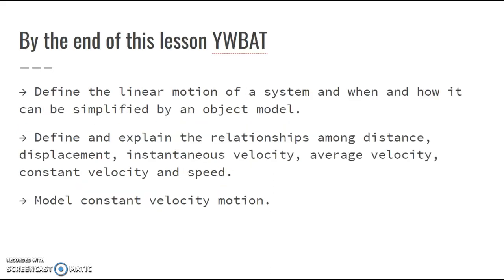So what you should be able to do by the end of this lesson, you should be able to define the linear motion of a system and when and how it can be simplified to an object model. You should be able to define and explain relationships among distance, displacement, instantaneous velocity, average velocity, constant velocity, and speed. So, a lot of vocabulary words there. And also, you should be able to model constant velocity motion.